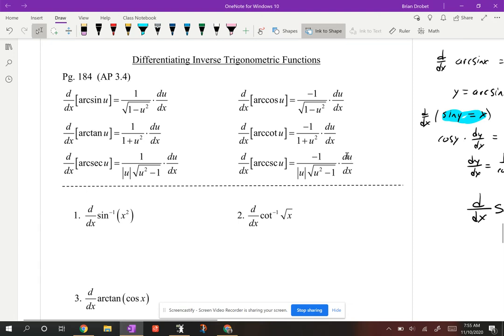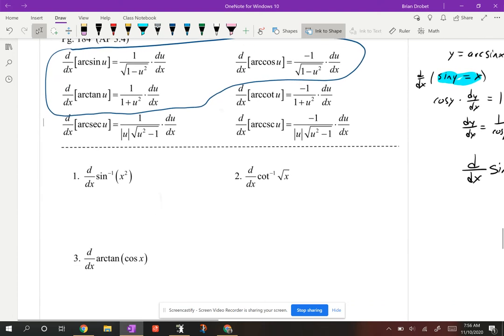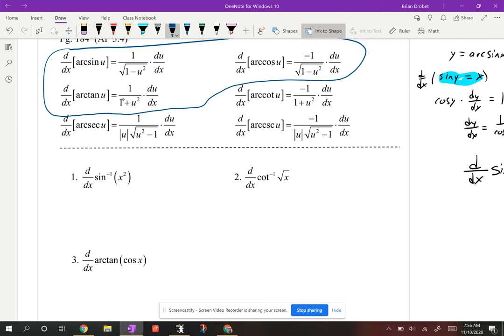For our purposes in AP Calculus, generally, the only ones that you get tested on are those three. You should be able to refer back to your notes to find the rest of them, but these three you really should just know. And realistically, you just need to know these two, and then the arccosine is just the opposite of that. So we'll run through a few examples here. Derivative of the inverse sine of x squared. By the above formula, it is 1 over the square root of 1 minus u squared times the derivative of u with respect to x. So in a simpler form, 2x over the square root of 1 minus x to the fourth.